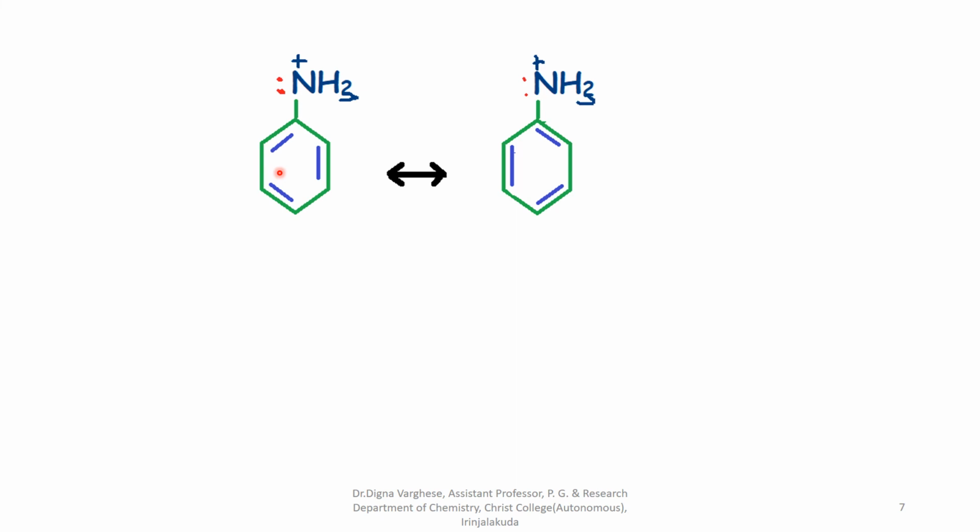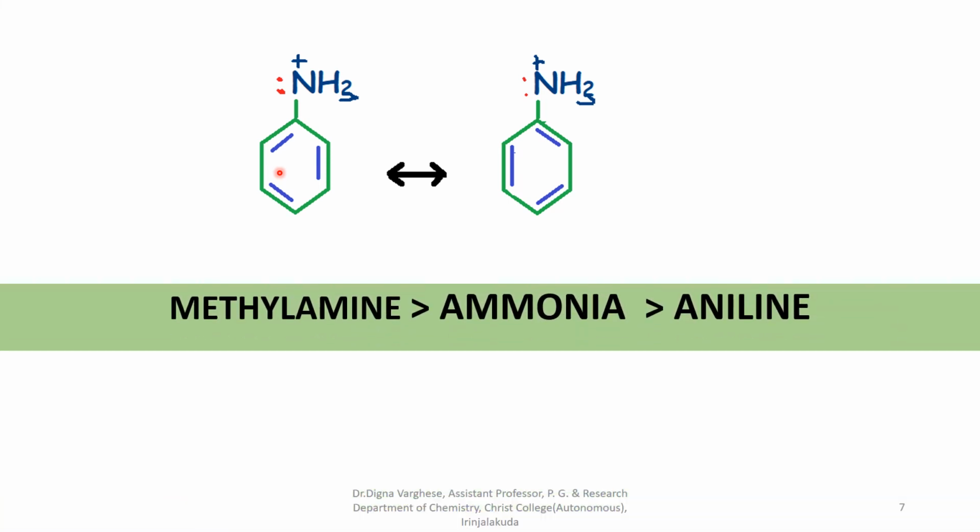So the relative basic strength of ammonia, methylamine and aniline varies in the order: methylamine greater than ammonia greater than aniline. So the most basic compound is methylamine here, and the least basic one is aniline.